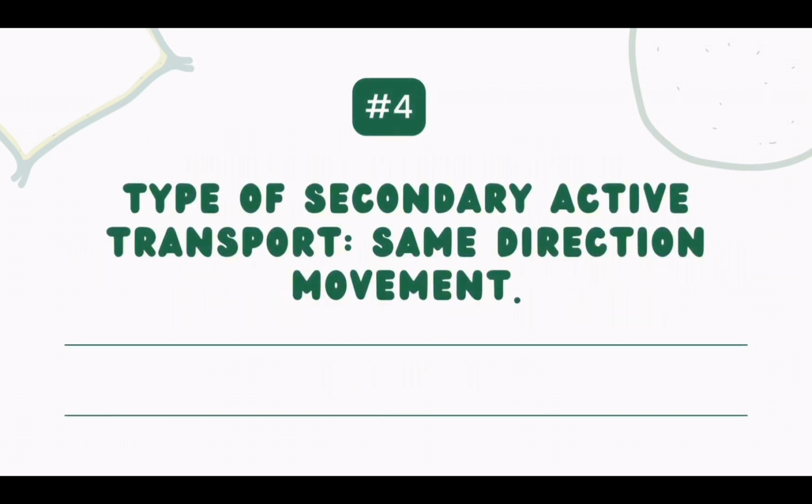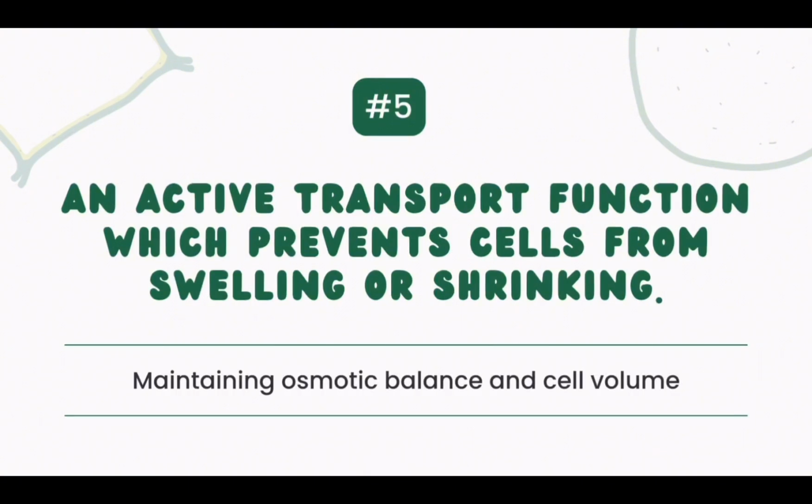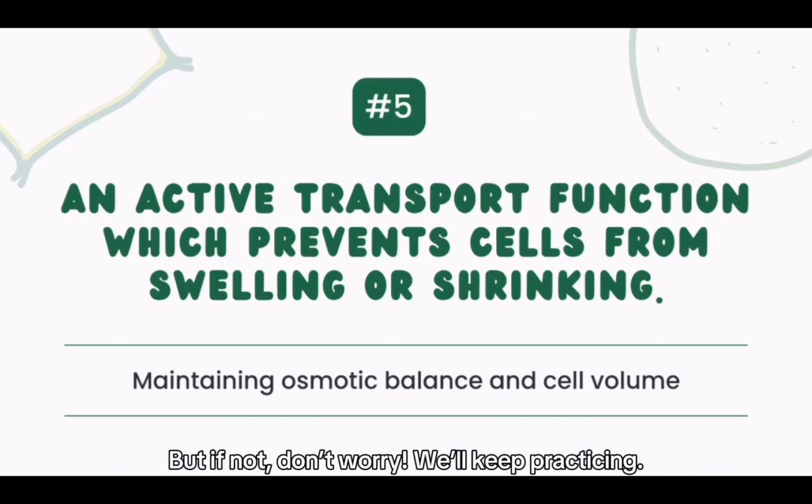Type of secondary active transport, same direction movement. Exactly, it's symport. An active transport function which prevents cells from swelling or shrinking. Correct! Maintaining osmotic balance and cell volume. If you've answered everything correctly, then good job! But if not, don't worry, we'll keep practicing.